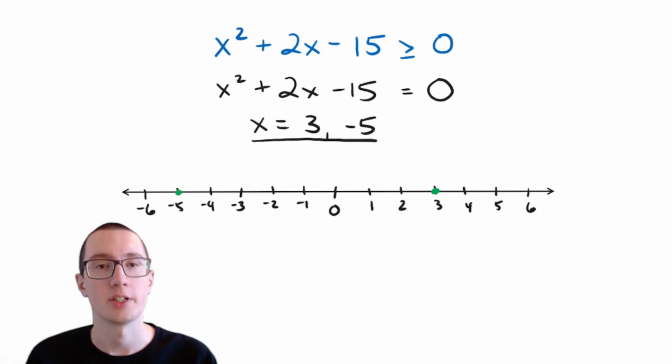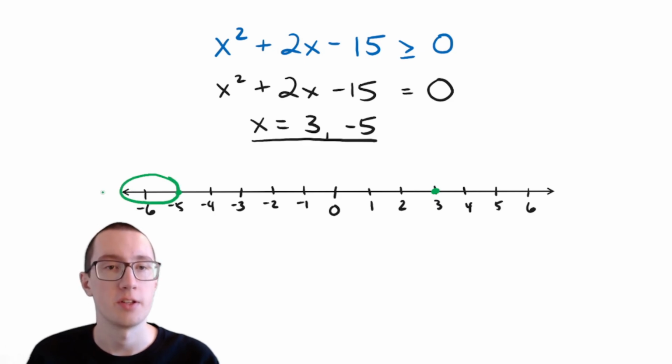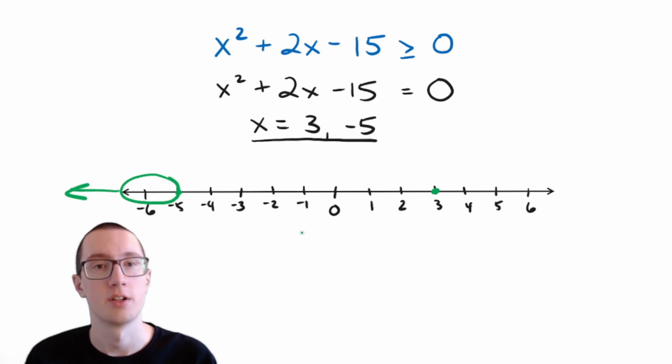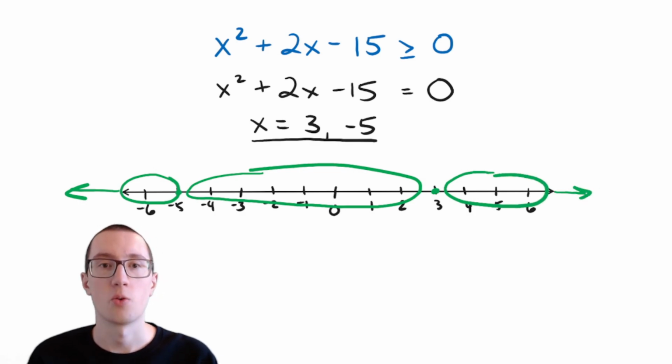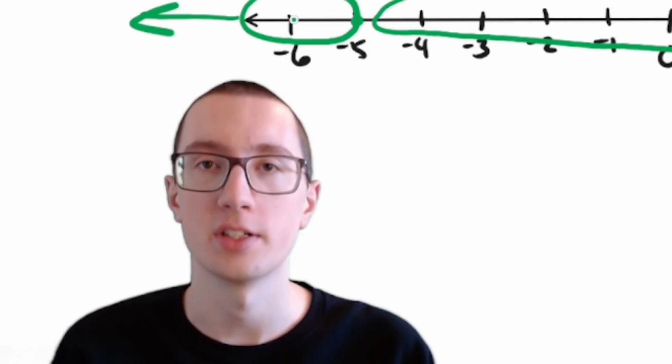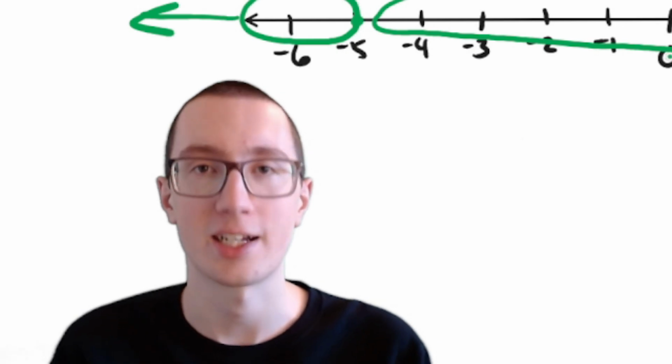So we have boundaries, and now you may notice that we have 3 sections. We have a section right here that goes on infinitely in this direction. We have a big section here that goes in between these 2 circles, and we have a big section here that goes on infinitely this way. So what we need to do is test out a number in each of these sections. And if a number works in that section, then the whole section is filled in. But if that number doesn't work, then the whole section doesn't work.